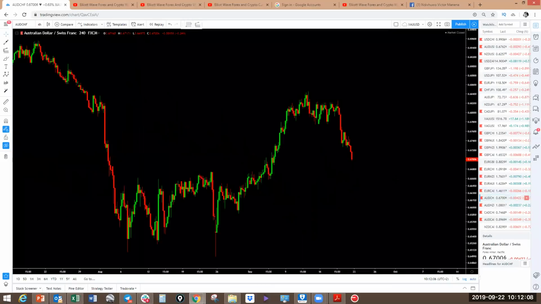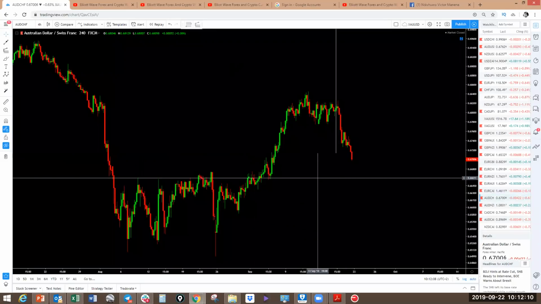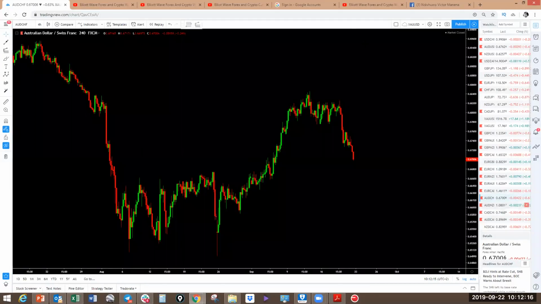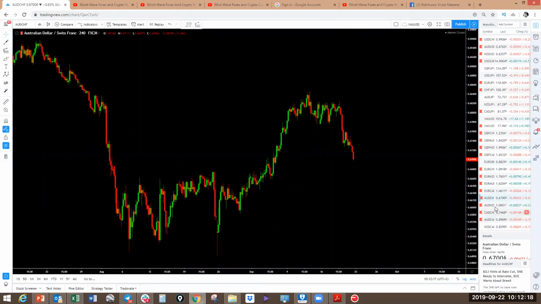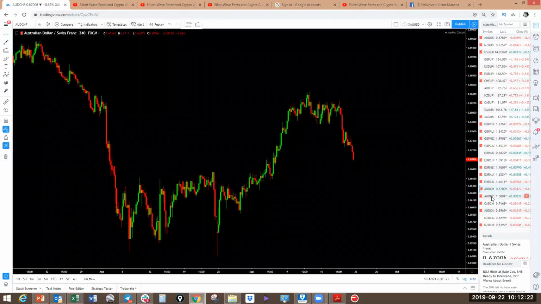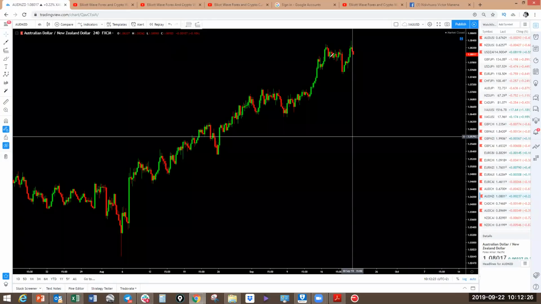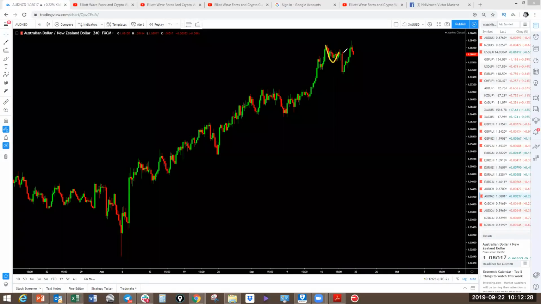AUDJPY. All the Audi pairs you're looking for downside. Pullbacks, sell. Okay. Which one else now? Let's look at Audi New Zealand. Audi New Zealand, you've got a 3-wave move here that pushed an impulsive move up here. So Audi New Zealand should continue higher. Any correction here should continue higher.